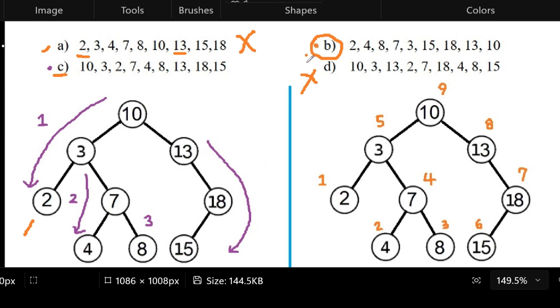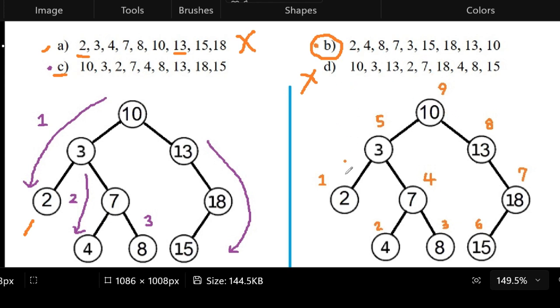Now B. What about B? It says here that we go to 2, and then 4, and then 8, and then 7, and then 3, and then 15, 18, 13, 10, which is the correct answer. Although when I was doing this, I thought that, well, if we are going to go to 2, aren't we going to 3 first? Because we are traversing to the outer node. So I thought that it would be C and not B.